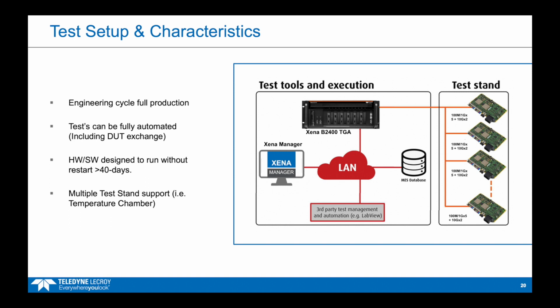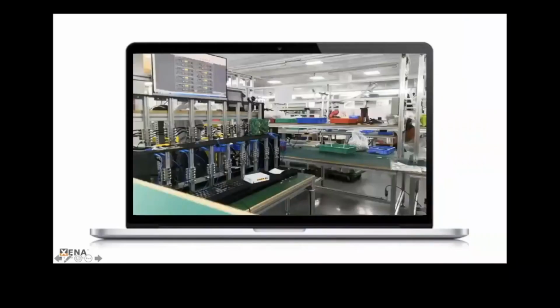And again, this is engineering cycle full production, and even the ECUs can be changed automatically by a robot, for example. These tests are designed to run for extended periods. We have seen installations running over 40 days without any reboot of the system. However, if it is fully automated, you will probably have to do some support on this every month or so. The test stand can be everything you can imagine: temperature chamber, a traditional test stand, an EMC test stand where you probably change from copper to fiber and back again to copper to have full electromagnetic compatibility.